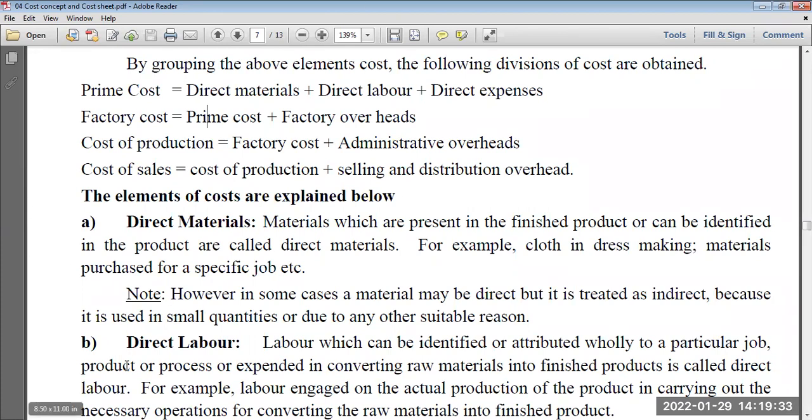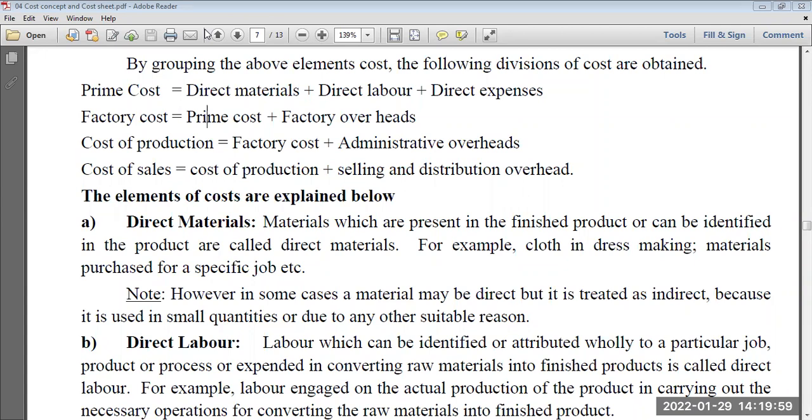I could not get, maintenance cost. Factory maintenance expenses. Factory maintenance expenses is another example for factory overheads. Anything else? Factory rent, factory manager salary, factory machinery depreciation, factory insurance.